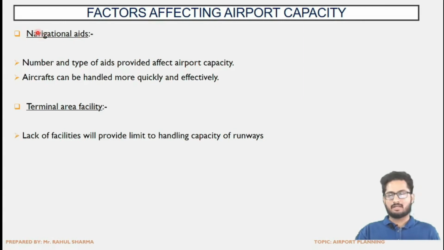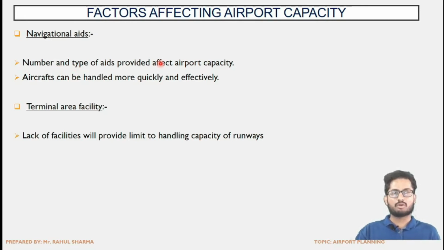Next factor is the navigational aids. Navigational aids basically are those tools which aid in easy navigation or movement and ease in finding direction. So the number and type of aids provided will affect the airport capacity. How many aids are provided and which are the various types of aids, we will be learning about in chapter number 7. So basically, what is the amount and what is the type will have an effect.